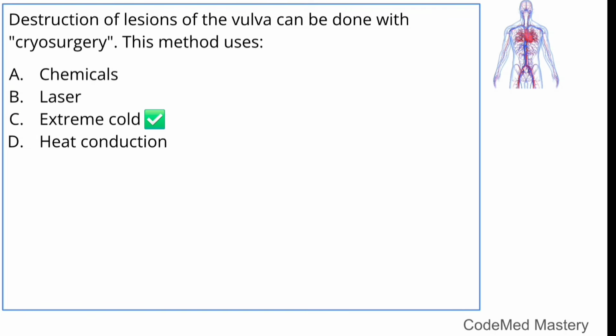Option A, chemicals are used in other treatments like topical therapies. And option B, laser uses focused light energy, not cold. And option D, heat conduction is the opposite of cryosurgery. It is used in methods like cauterization. But in cryosurgery they use extreme cold.